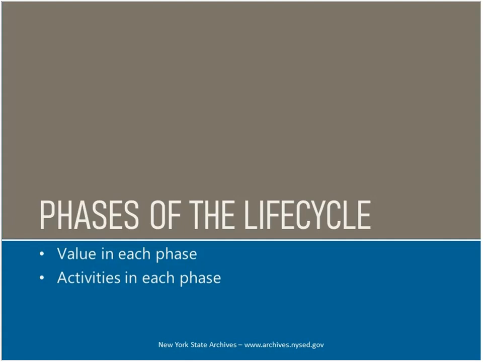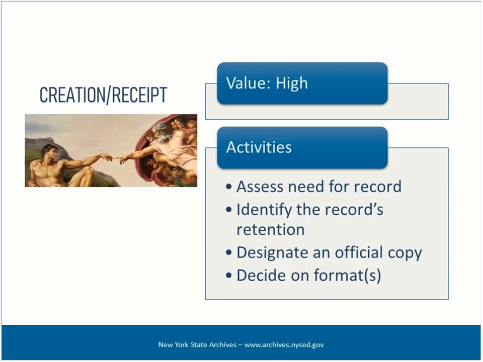Now we're going to take a look at the phases of the life cycle. So what we're going to do is in each phase, we're going to take a look at the value of the record and give you a small example of some of the records management activities that should take place during each phase. So in the first phase, again, the creation receipt phase, the value of those records are high. So, and here are some of the activities that you should undertake during the creation and receipt phase of the records lifecycle. One is to assess the need for the record.